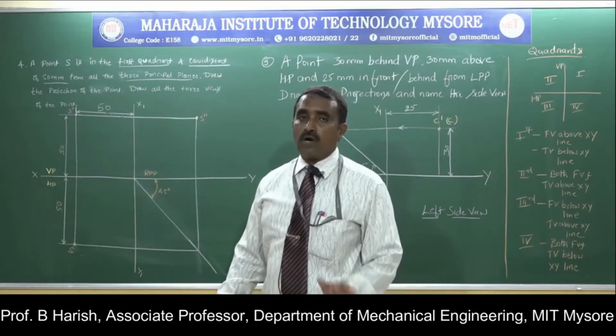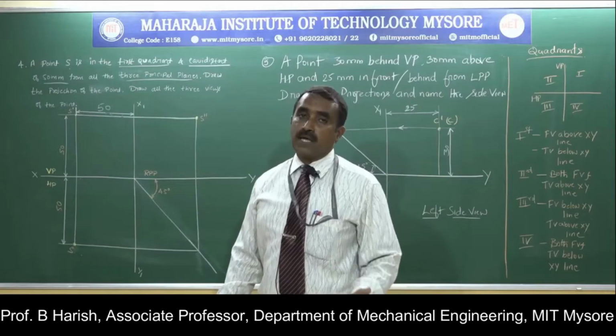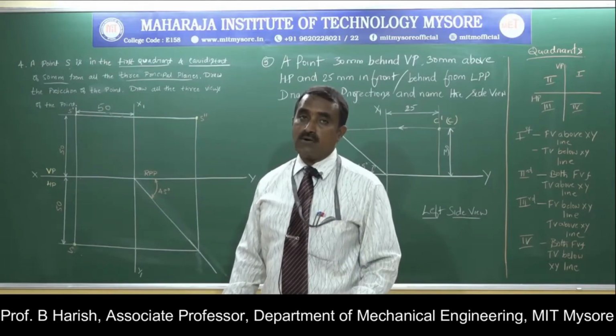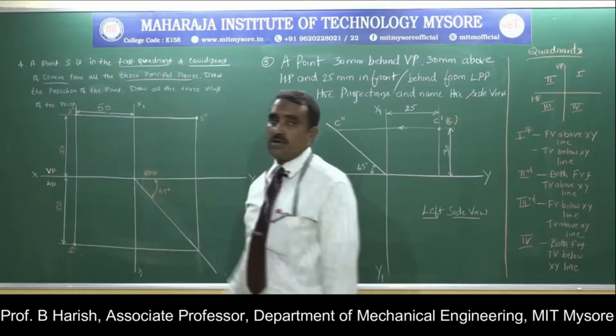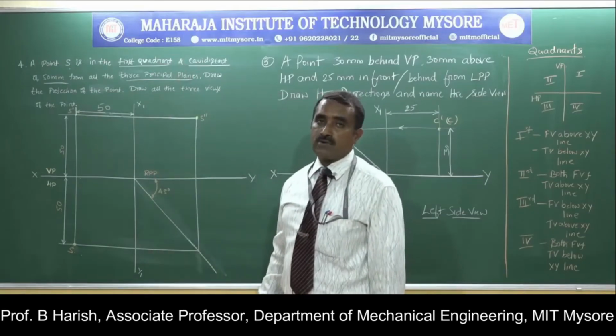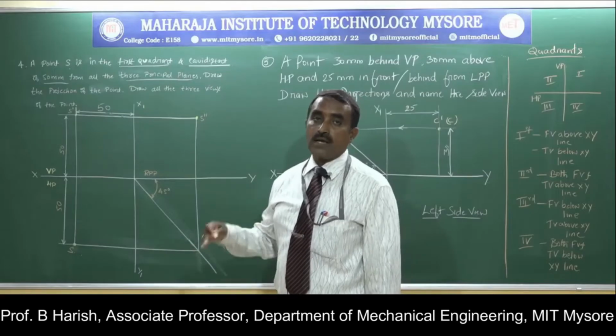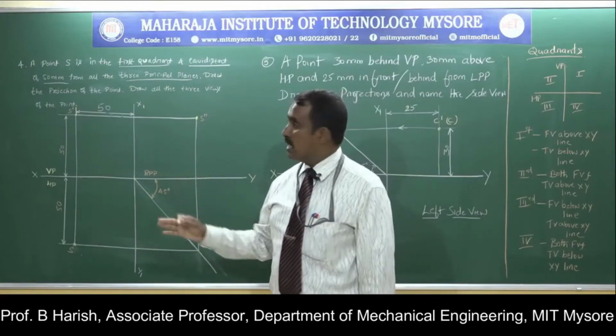So I draw a 45-degree line in the adjacent plane, since the point was in the second quadrant in the previous problem. Now here in this problem, the point is in the first quadrant. So whenever the point is in the first quadrant, where should I draw the 45-degree line?